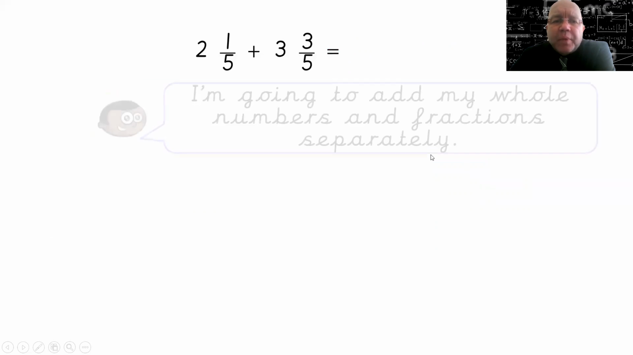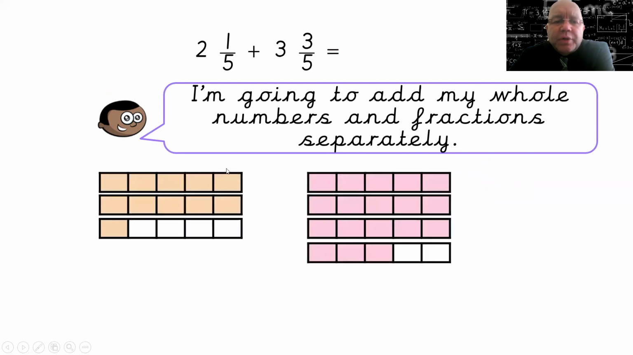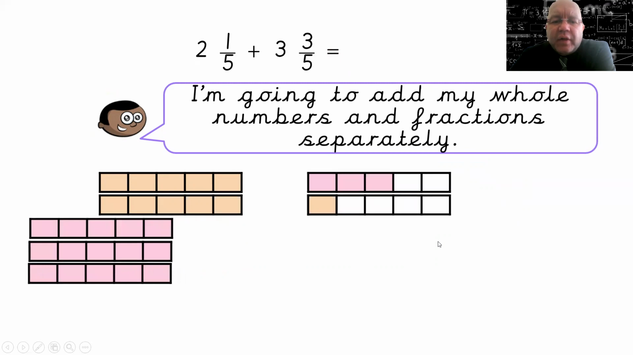Same question, but this time we're going to add the whole numbers and fractions separately. So we're going to deal with these as 2 separate numbers, a 2 and a 5th, a 3 and 3/5. Okay, let's see what we think about this one. So there's our 2 and a 5th, and there's our 3 and 3/5. But this time we're going to put all the wholes together and put the fractions together.